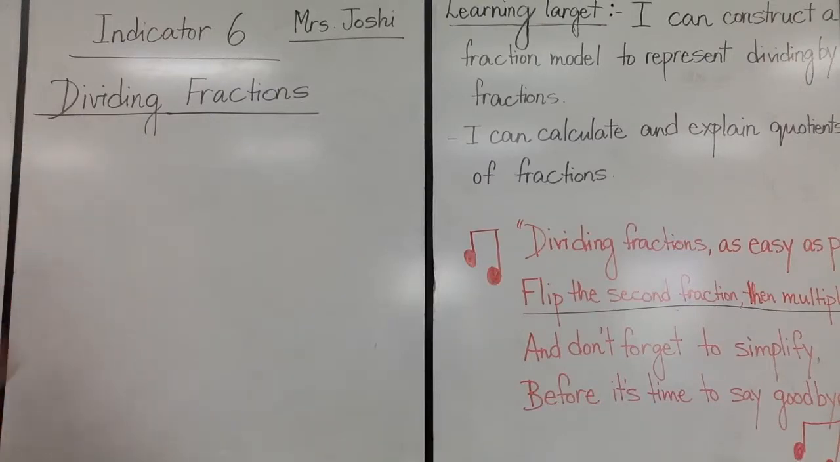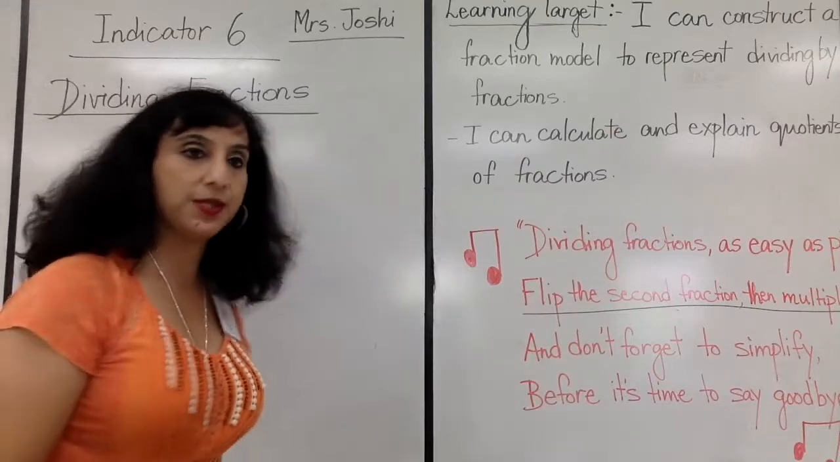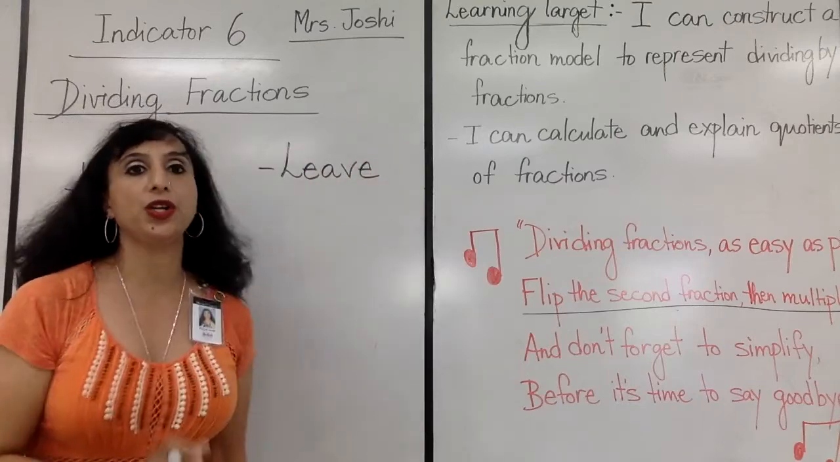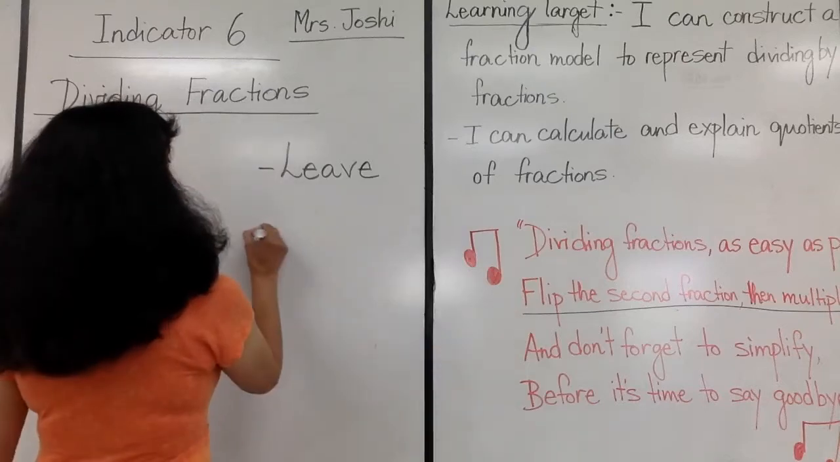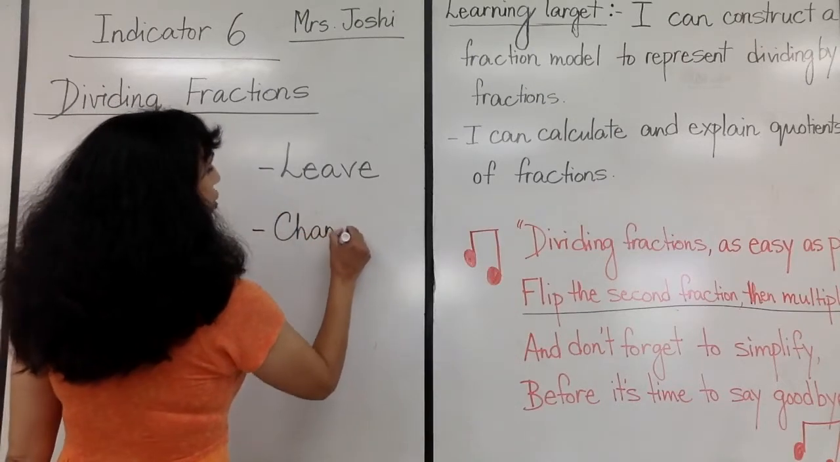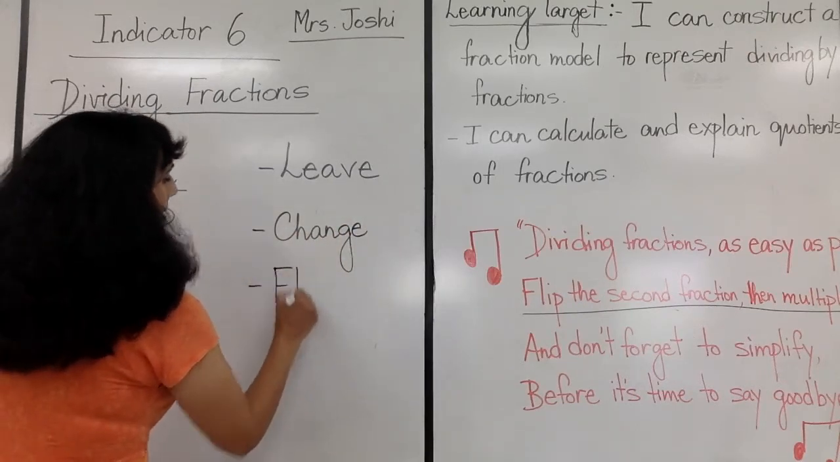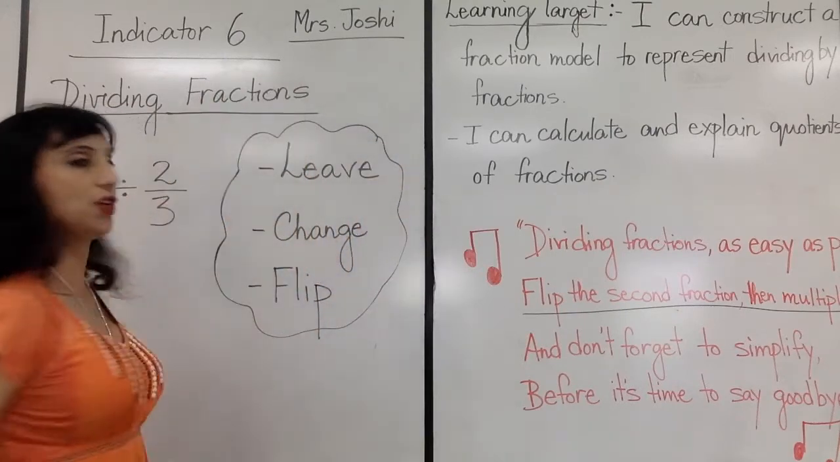And if I give you 1/6 divided by 2/3, okay, flip the second fraction, then multiply. Remember that. Okay, so here are the steps. Number 1, leave the first number alone. Don't do anything to it. It just comes down as is. So leave the first number alone. Change the division to multiplication, and flip the second fraction. So this is very, very important, so you don't forget the steps.